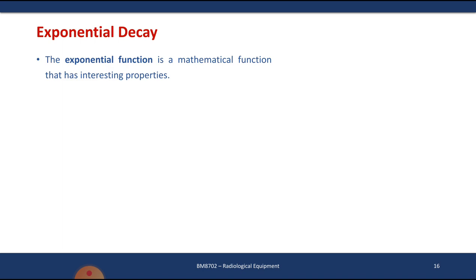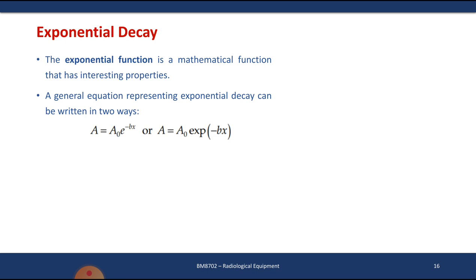Next one is exponential decay. So you would have studied about different types of signals, right? An exponential signal is e power minus at, right? That is the classic formula. It's a mathematical function which has very important and interesting properties. You can either express it as a naught e power minus bx or a naught exponential minus bx.